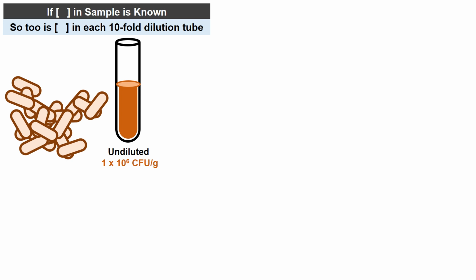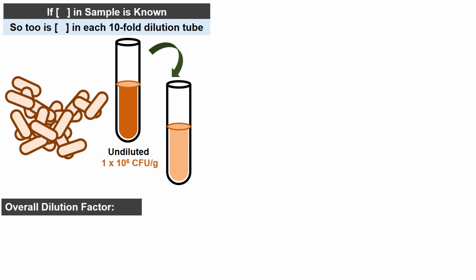So if we have 1 times 10 to the 6th CFU per gram in this tube, and we take a mil and we put it in another test tube that has 9 mils of sterile media, that's our first 10-fold dilution. What's the concentration of this tube? What's the concentration of bacteria in this tube? Pause it for a second. Okay, welcome back.